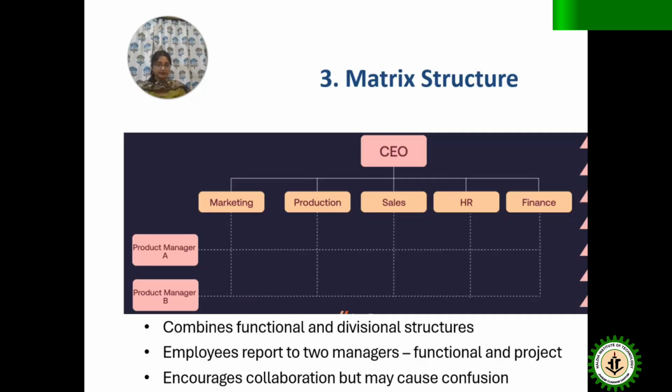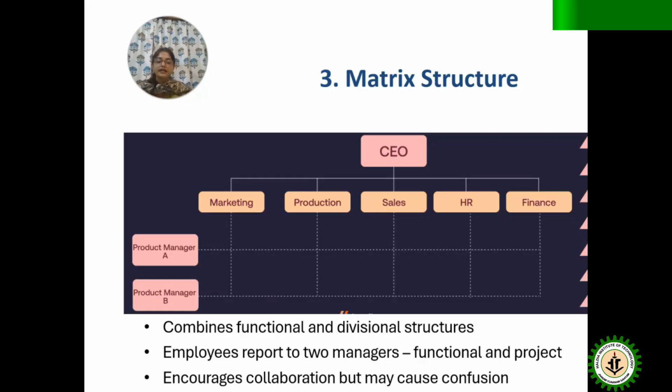The next structure is the matrix structure. Now, matrix structure is a combination of functional and divisional structures where employees report to several managers at once. It allows for company-wide interaction and fosters project delivery. It empowers employees to build and test skill sets outside their predetermined roles.